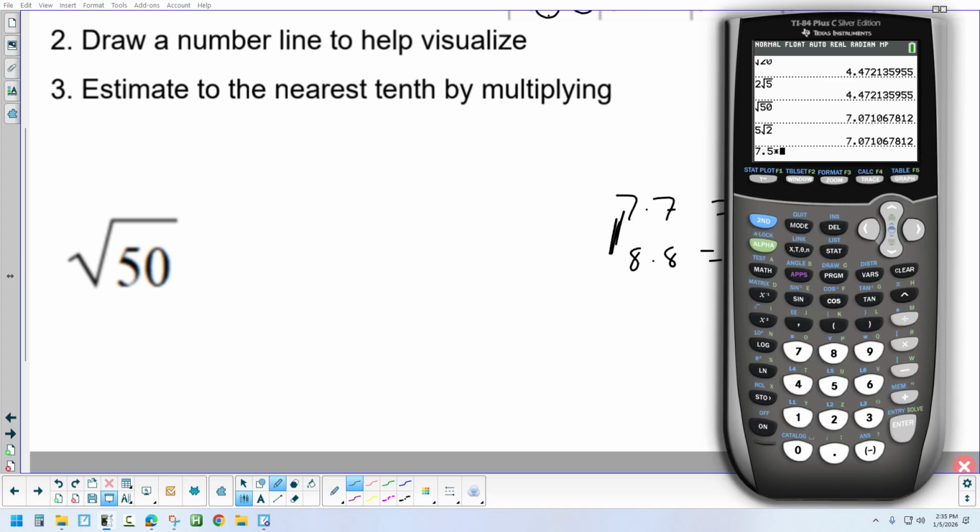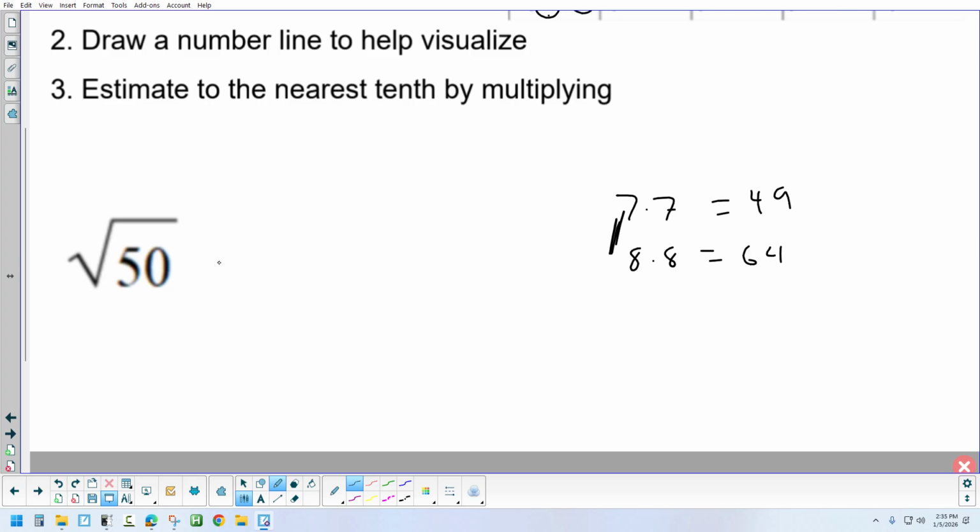We try 7.5 times 7.5. That's 56, so a little too big. 7.2. We could try like 7.2 times 7.2. All right, 51.05. We're just going to go to the nearest tenth. So what's the only other one we could try that's smaller? 7.1 times 7.1. Let's see if that's closer. Yeah, that's a little bit closer. 7.1 times 7.1. So that is how you estimate it.